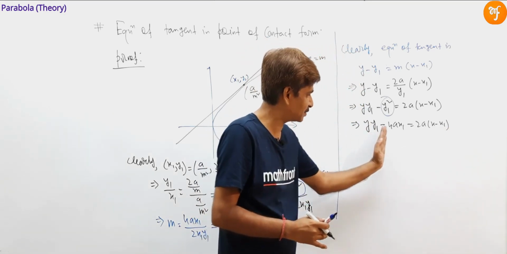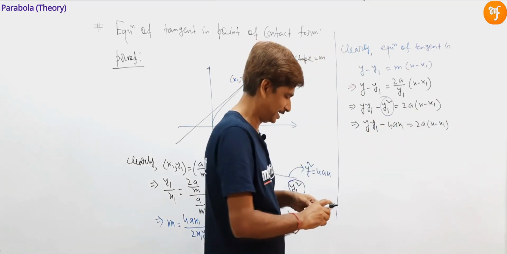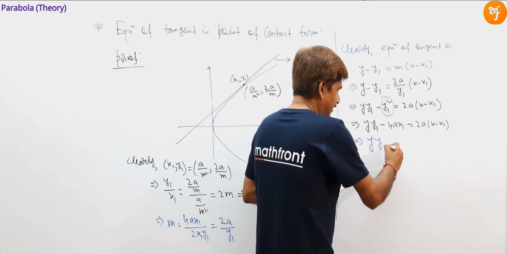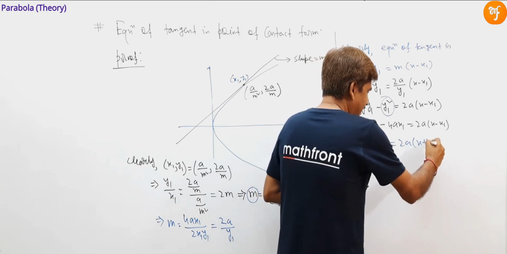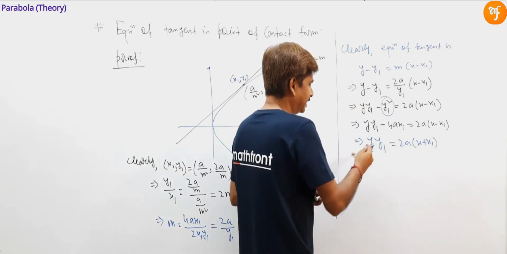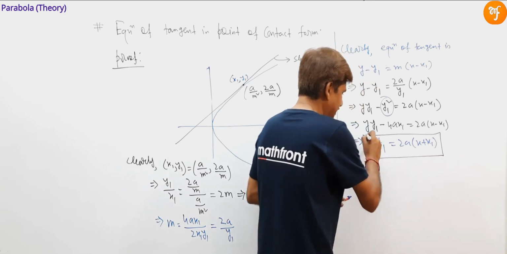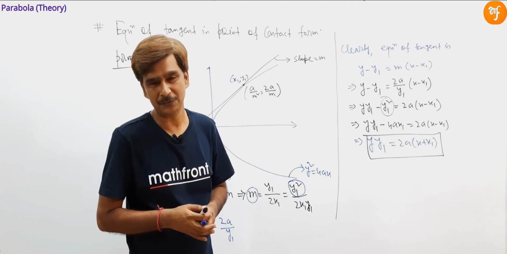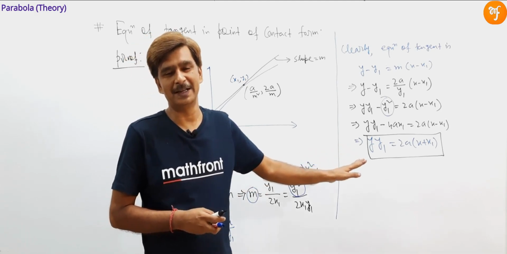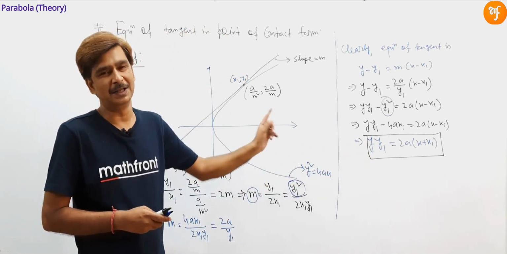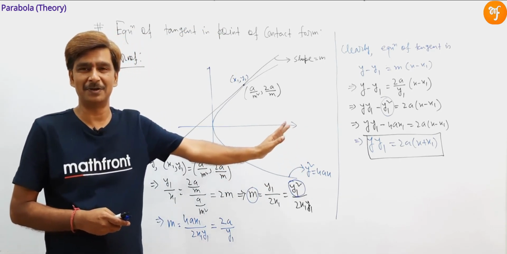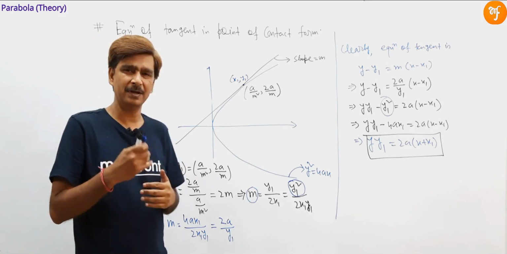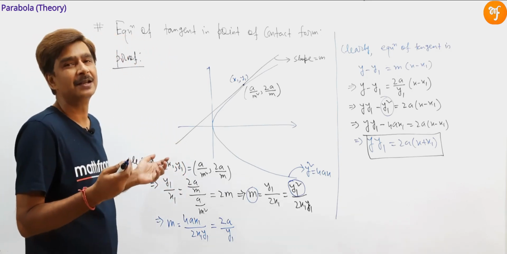Now shift this minus 4ax1 to the right hand side. What we will get? We will get y y1 is equal to 2a into x plus x1. Okay. So this is the equation of tangent in point of contact form to the parabola y square is equal to 4ax, where the point of contact is x1 comma y1 and the equation of the tangent is y y1 is equal to 2a into x plus x1. Understand? Clear?